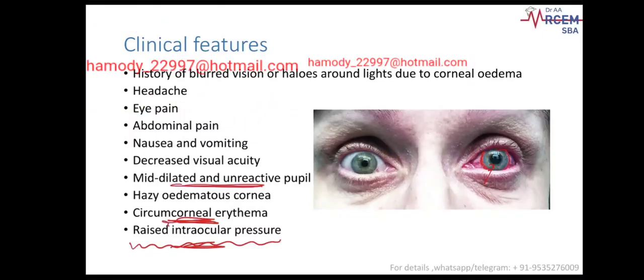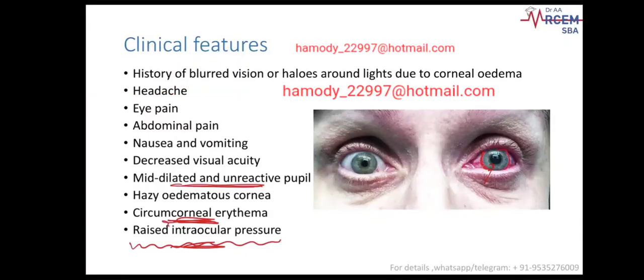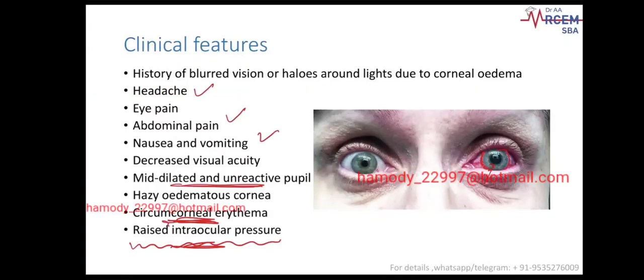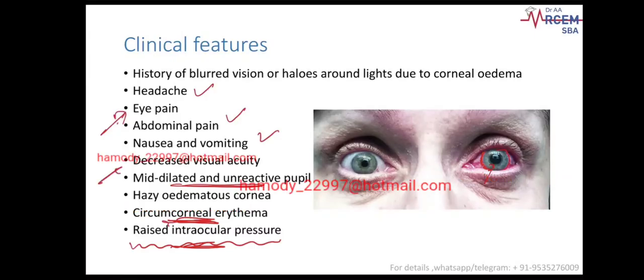They might have vague systemic symptoms, like headache, abdominal pain, nausea, vomiting. Eye symptoms include eye pain and decreased visual acuity.